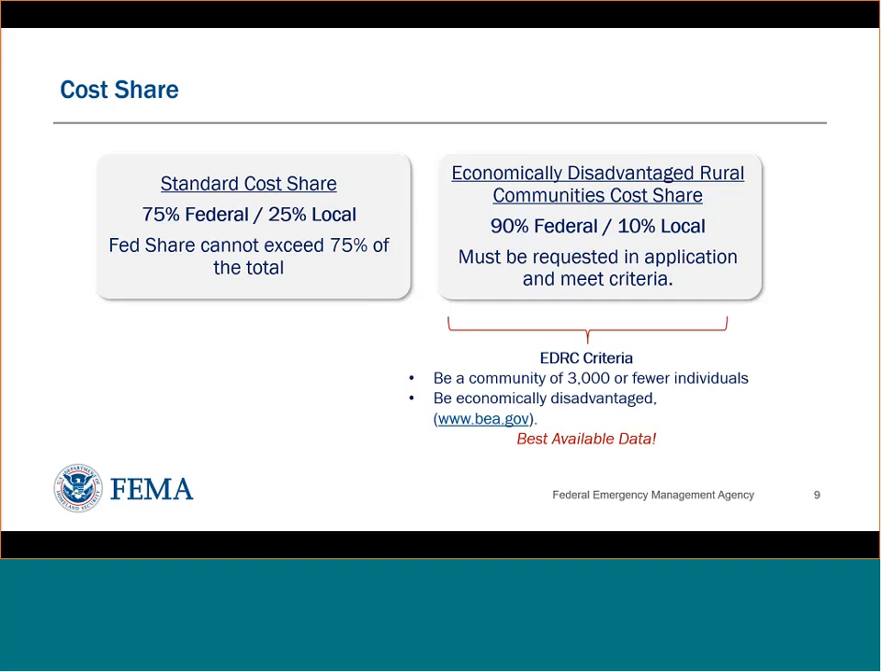Additionally, residents should have an average per capita income equal to or less than 80% of the national per capita income, based on best available data. For the most current information on the national income, you can go to the website www.bea.gov, shown in the bottom right.